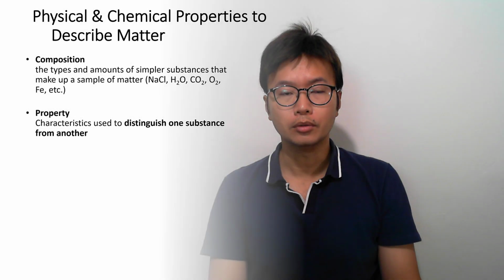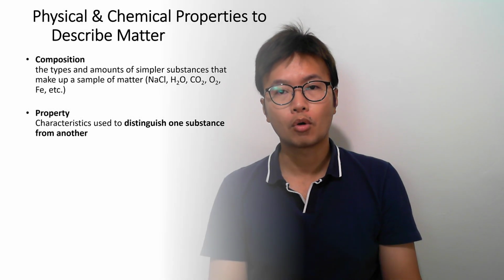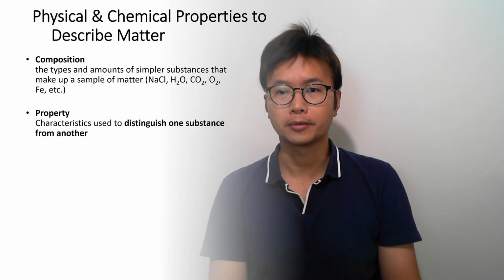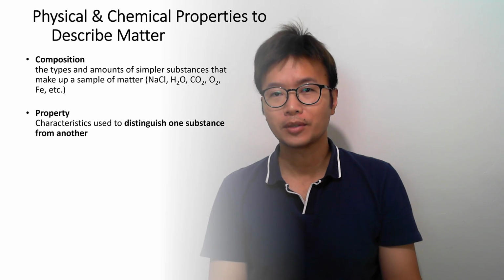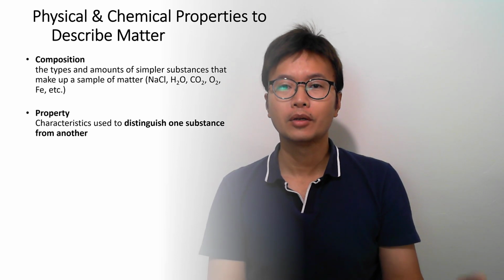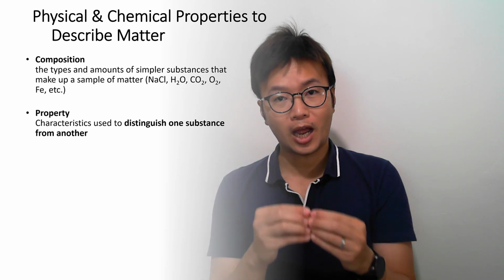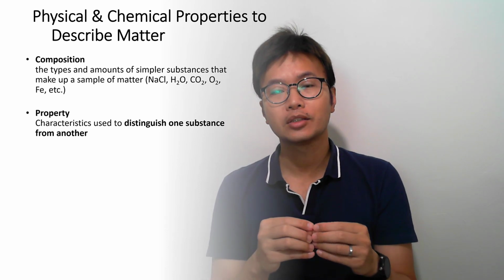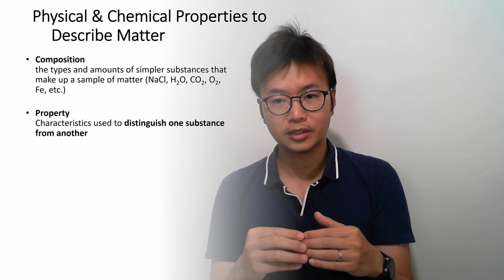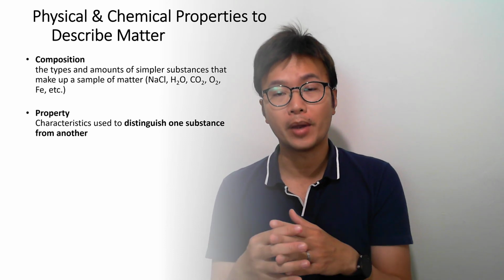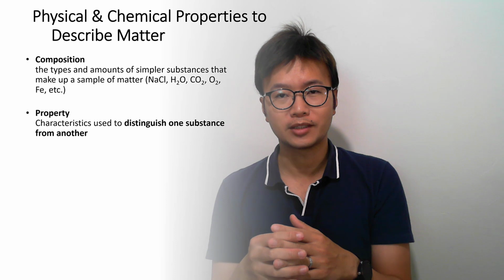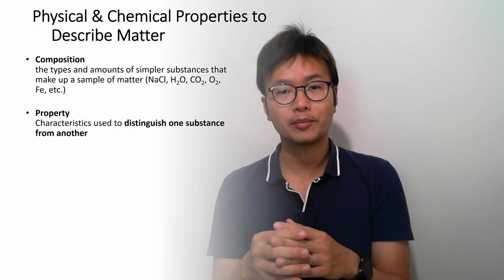In this video, we're going to learn how to qualitatively describe matter. First, let's go over some definitions. Composition is used to describe the types and the amounts of the simpler substances that make up a sample of matter. What does that really mean? It sounds very complicated. Well, let's look at some examples.